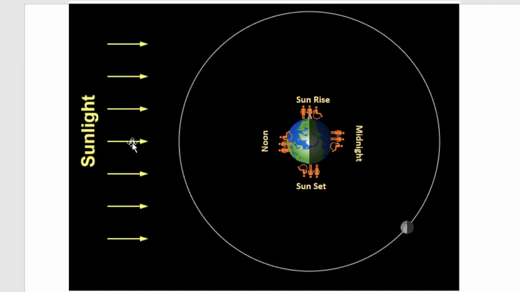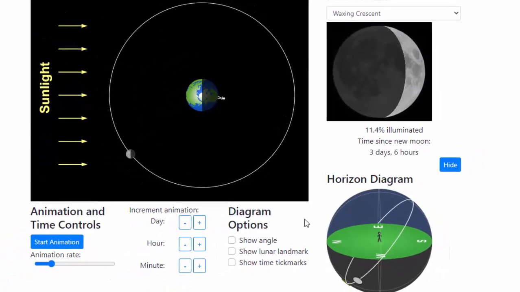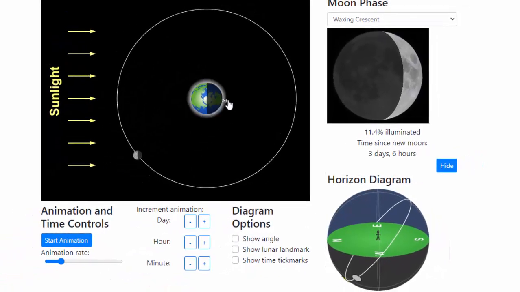This position represents sunset, and this position represents midnight, assuming the light coming from the sun is in this direction. At sunrise, the sun will be just rising from the east. At noontime, the sun will be at its highest position in the sky. At sunset, the sun will be setting, and midnight will be on the other side of the sun, as you see here.